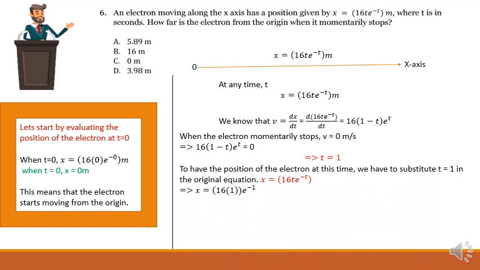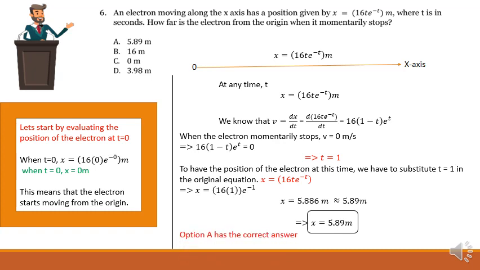And we have that t is equal to 1. To have the position of the electron at this time, we have to substitute t equal to 1 in the original equation that gives us the position of the electron. And then we now have x to give us 5.89 meters. Option A has the correct answer.